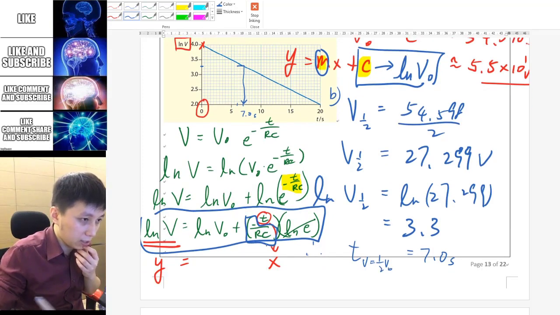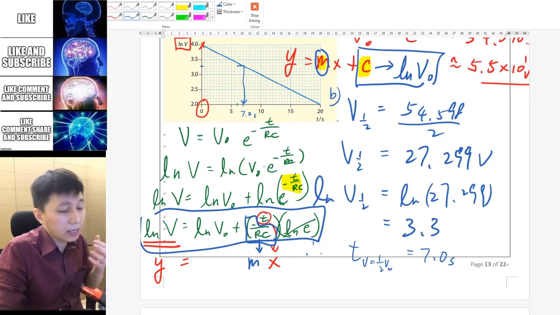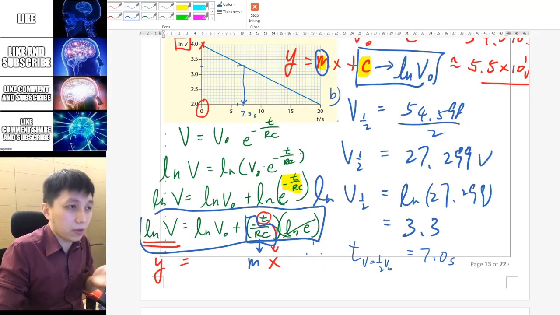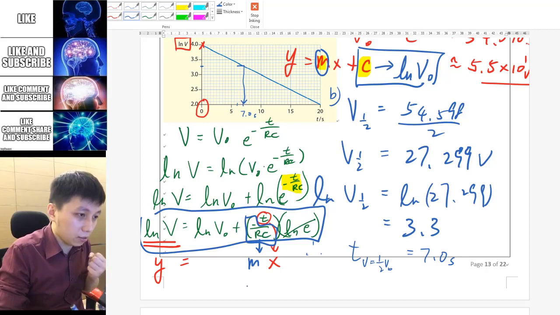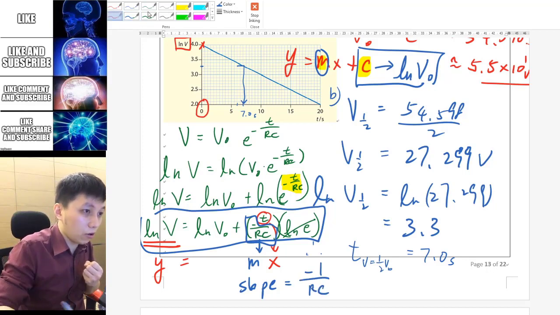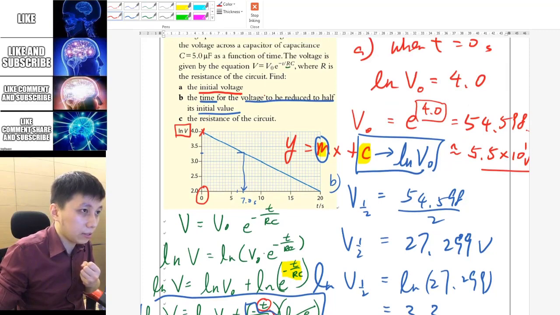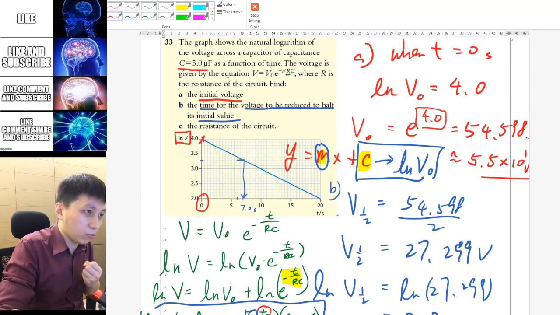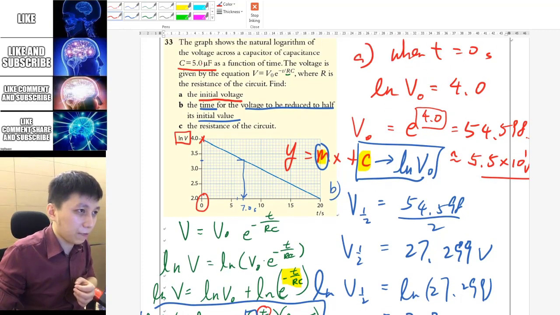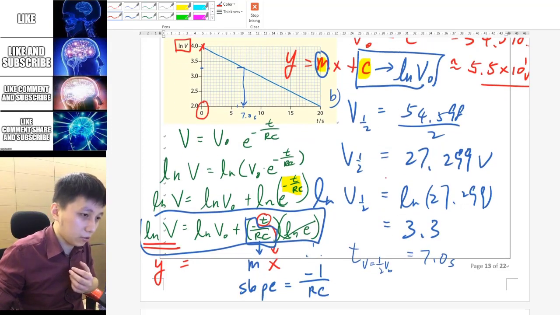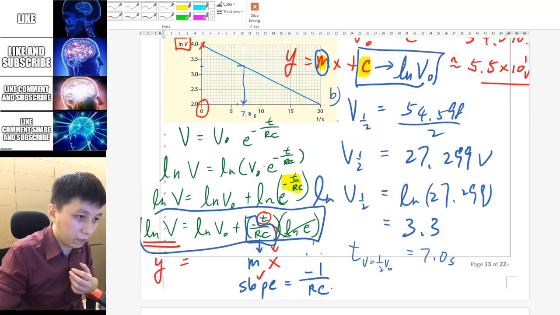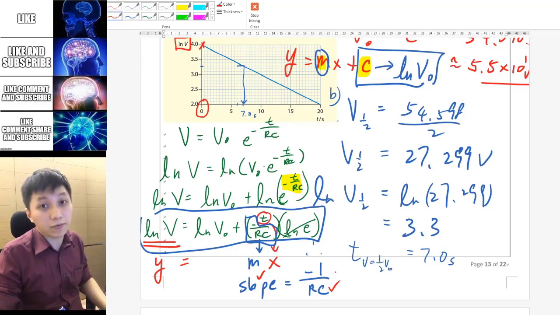Alright, maybe I can write here. So this is going to be m, and that means as long as we can find out the slope of this graph, then the slope or the gradient will equal negative 1 over RC. And because the question already told you about C, which is the capacitance, C is 5 microfarad. And so if you have the slope, if you have the C, then you can find out R.